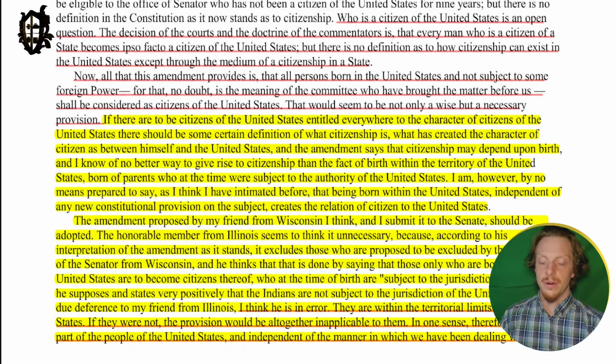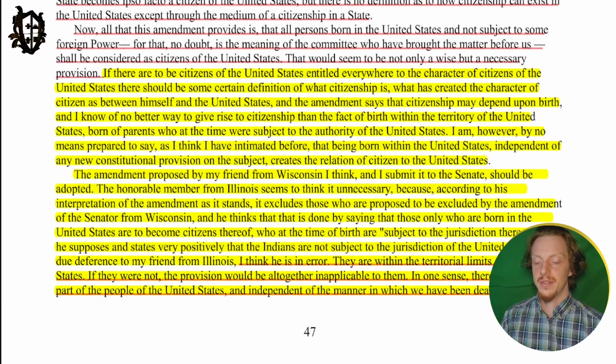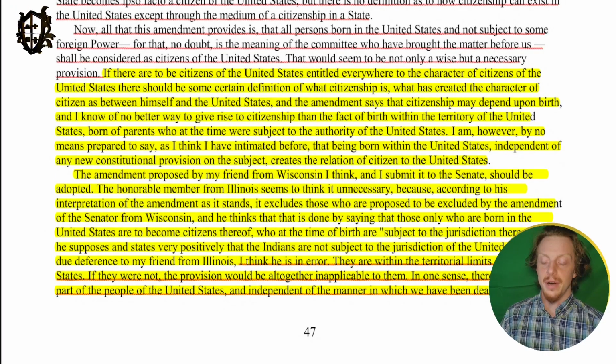Further, he says, if there are to be citizens of the United States entitled everywhere to the character of citizens of the United States, there should be some certain definition of what citizenship is, what has created the character of citizen as between himself and the United States, and the amendment says that citizenship may depend upon birth. And I know of no better way to give rise to citizenship than the fact of birth within the territory of the United States, born of parents who at the time were subject to the authority of the United States.